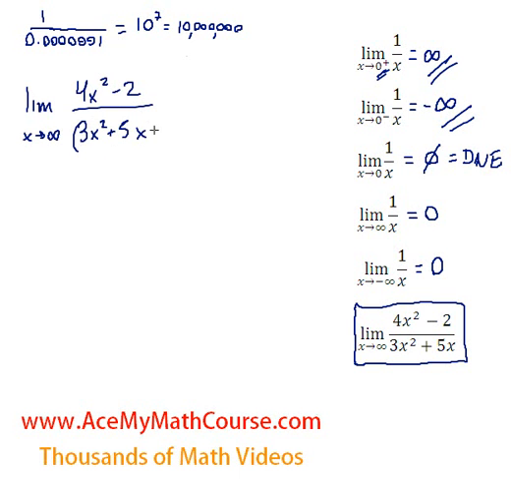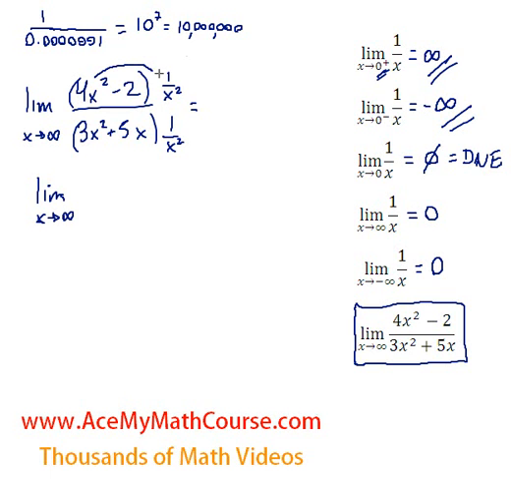What I'm going to do is multiply the top and the bottom, or the numerator and the denominator, by 1 over x squared. And why x squared? Because I'll look at the highest exponent here in the denominator. And this will make sense in 1 second, I promise. So we're going to get the limit as x approaches infinity.